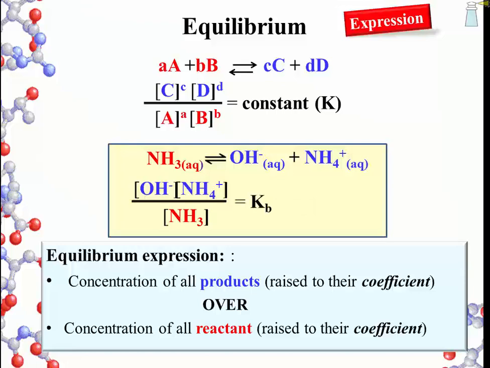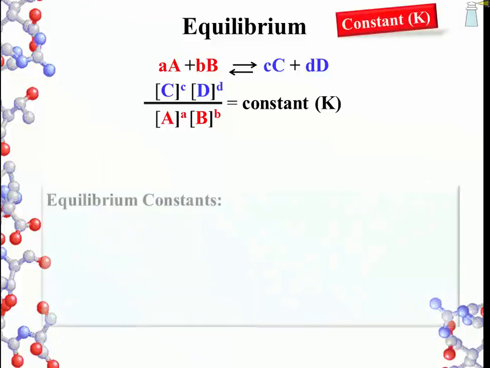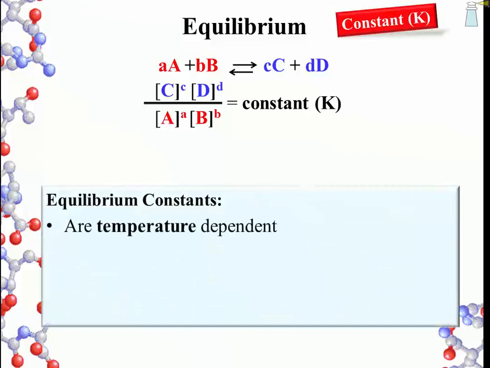Now we're ready to further explore the equilibrium constant. As previously stated, they are temperature dependent. A K will always have a temperature associated with it. Equilibrium constants do not have units. They are just numbers. The real power of the equilibrium constant is that they show which direction the reaction favors, the forward or reverse direction.